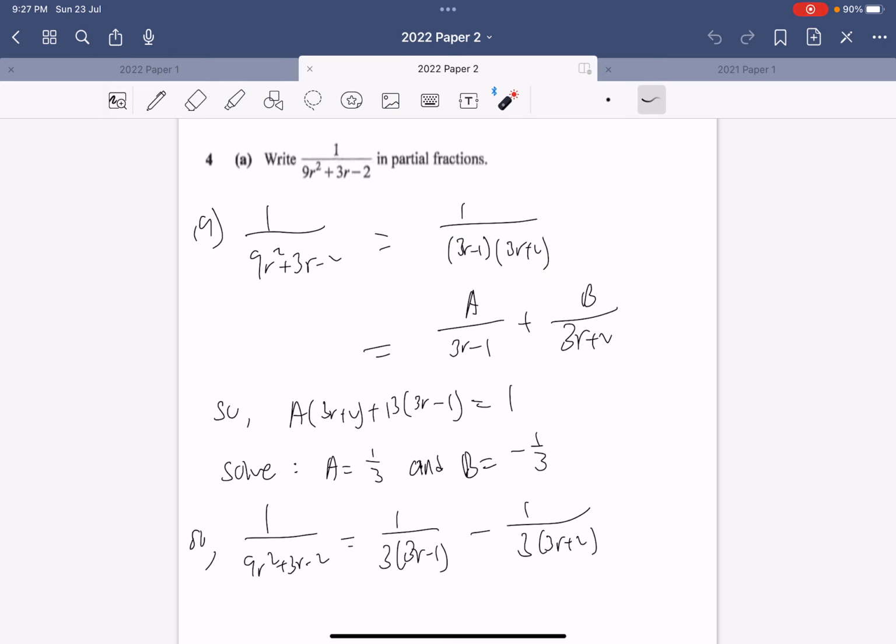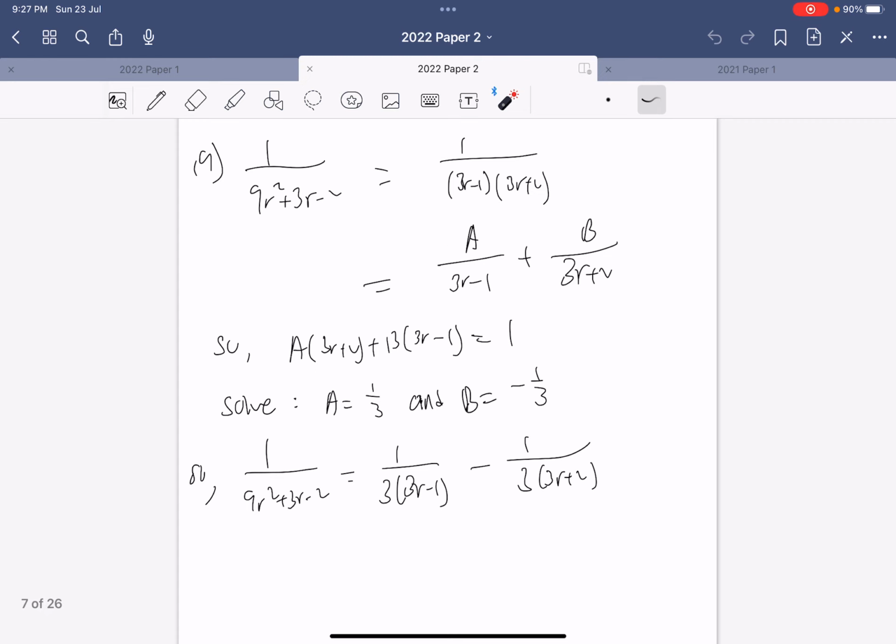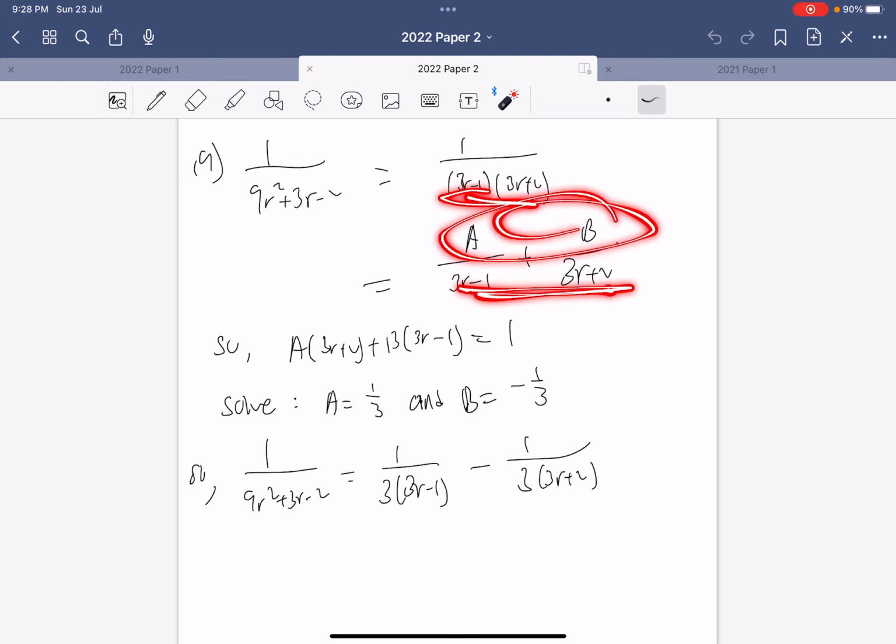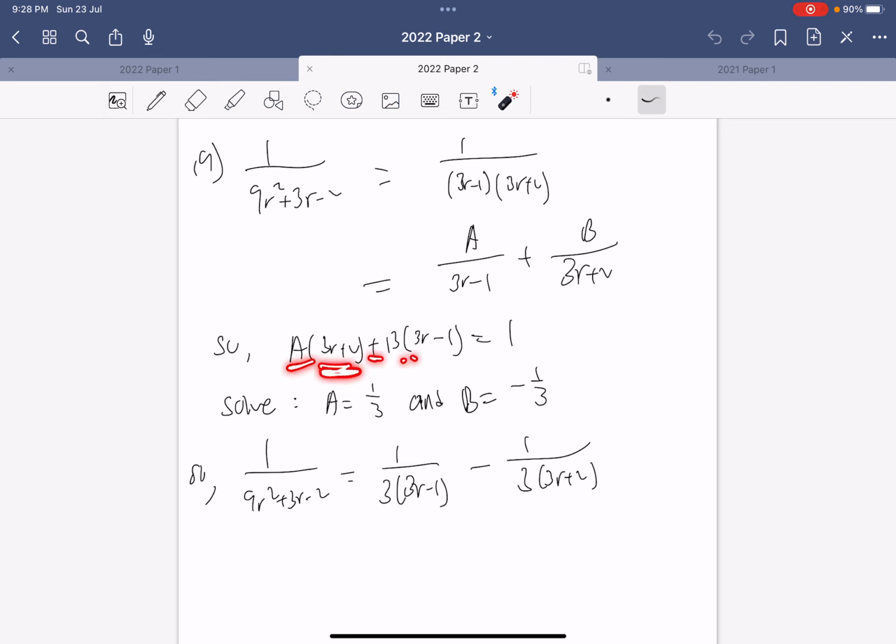And as such, you can do the standard method of having one fraction with one of the denominator parts and the other one with the other denominator part, which is 3r plus 2. And then you want to solve for a and b, so you need to imagine combining this into one fraction so that they are the same denominator. Then you can compare the numerator, and so a times 3r plus 2 plus b times 3r minus 1 equals to 1. So you solve for a and b, which you'll get 1/3 and minus 1/3 respectively.